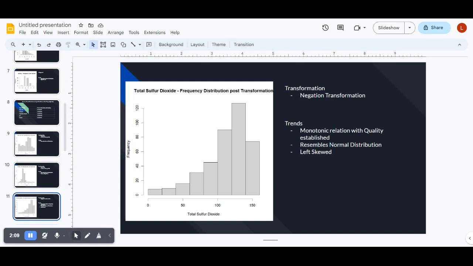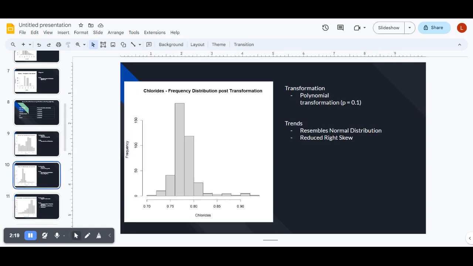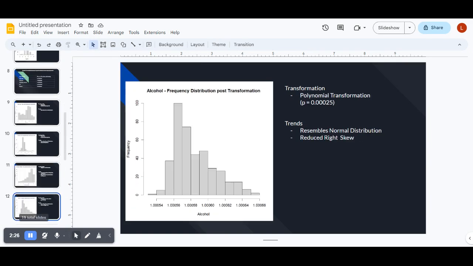For total sulfur dioxide, we choose a negation transformation as it has a negative correlation with our output variable. Now, this enables a monotonic relationship between total sulfur dioxide and quality. Please note we did not use a negation transformation in case of chlorides because the extent of negative correlation was very low. Next, we again use a polynomial transformation with a p-value less than 1 for alcohol as it was previously right skewed.